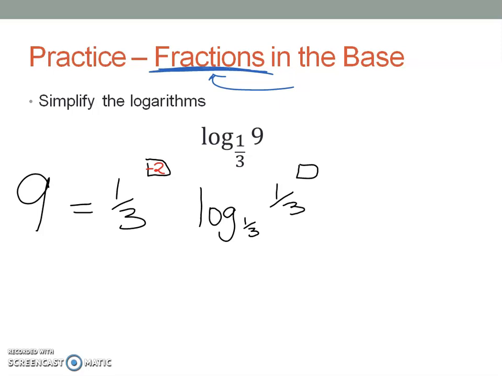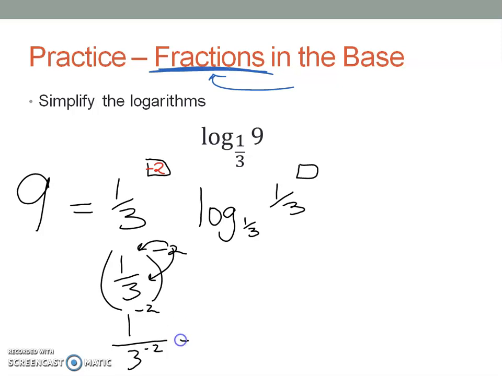Now, just showing you guys that that does work. How does that work? Okay? If I take 1/3 to the negative 2, that negative 2 has to go to both of those. So that's a 1 to the negative 2 over a 3 to the negative 2. When I do that, those negatives make them flip. So it's a 3 squared over 1 squared. 3 squared is 9. 1 squared is 1. That's how I end up with a 9 for my answer there.